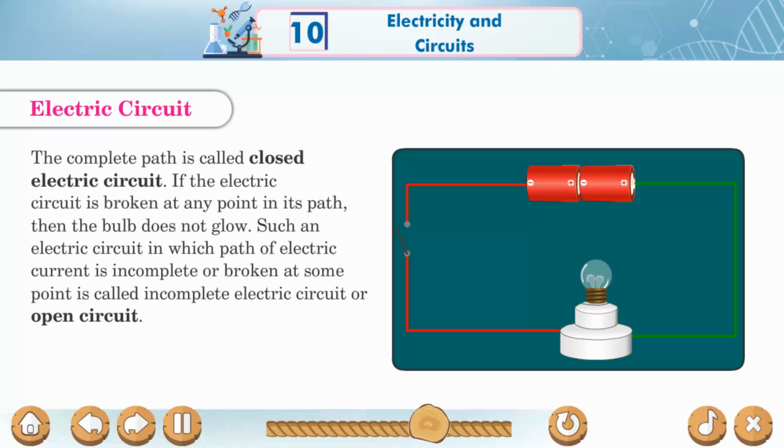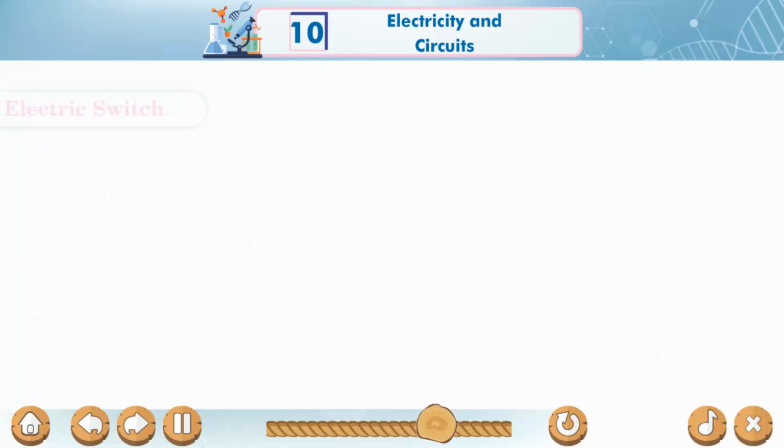If the electric circuit is broken at any point in its path, then the bulb does not glow. Such an electric circuit in which the path of electric current is incomplete or broken at some point is called an incomplete electric circuit or open circuit.